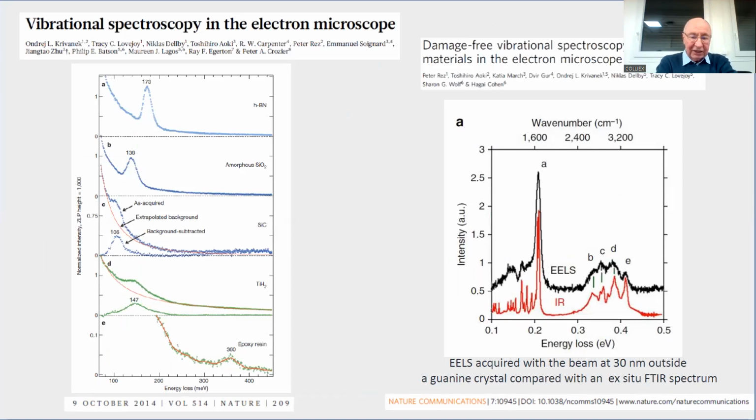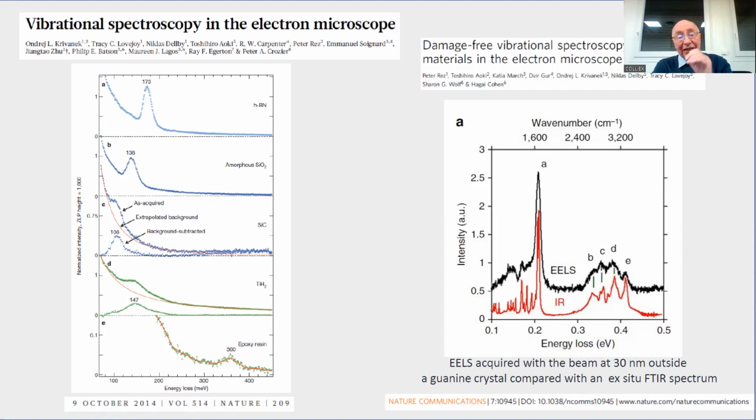These are a few examples acquired with a microscope equipped by Andrei Krivanek with a monochromator. You have phonons in the top left, it's phonons of hexagonal boron nitride, amorphous silicon oxide. So this has been a quite new and very rich field of research, which has opened about 10 last years.